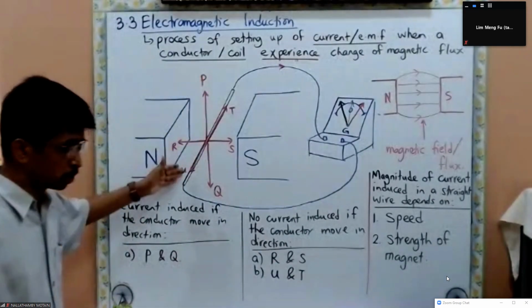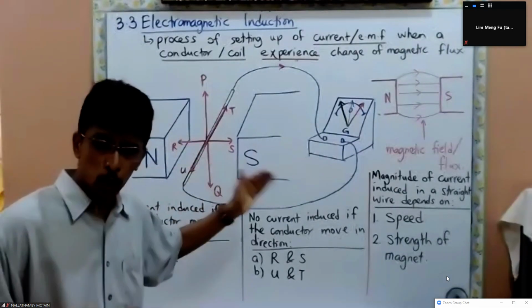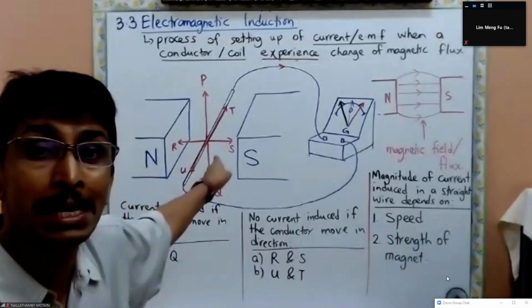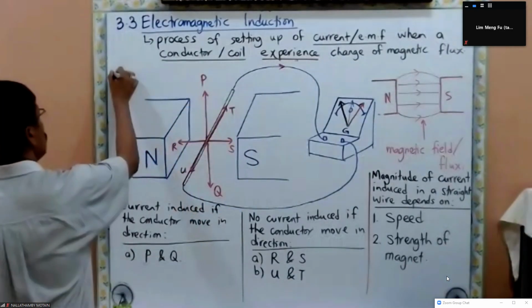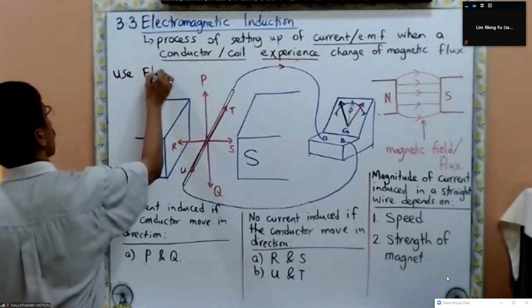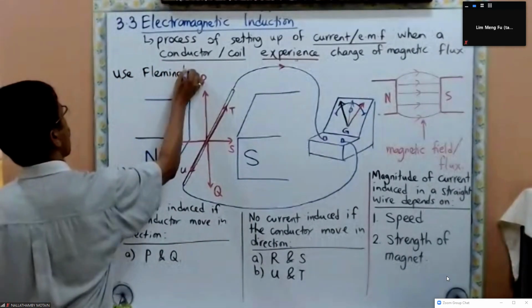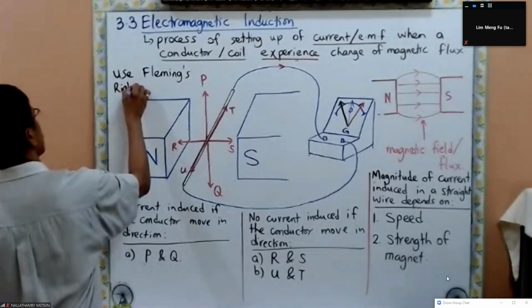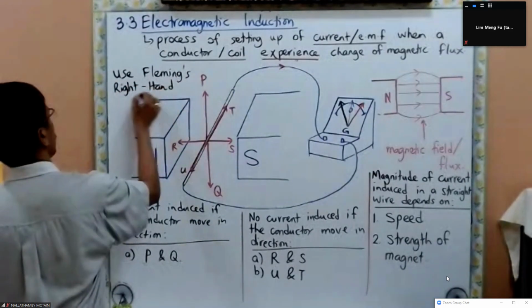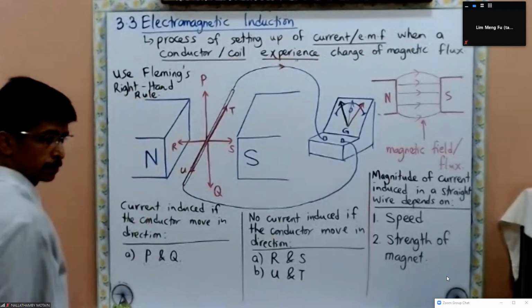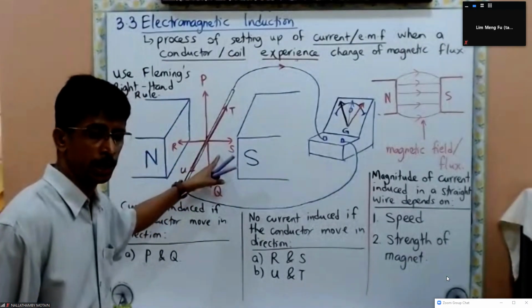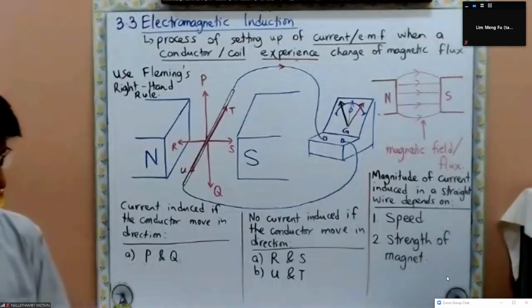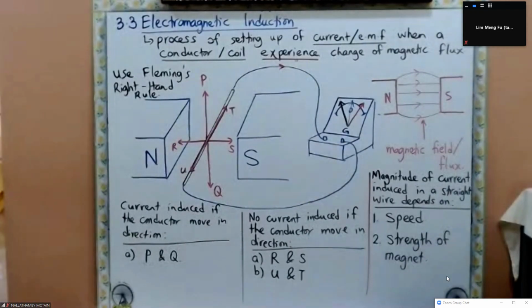So here what we go through is the current induced in a straight wire. How are you going to identify it? Use Fleming's right hand rule to identify the direction of induced current in a straight wire. But now we are going to go through the next one, which is in a solenoid.